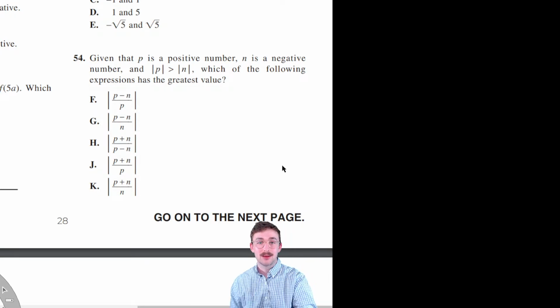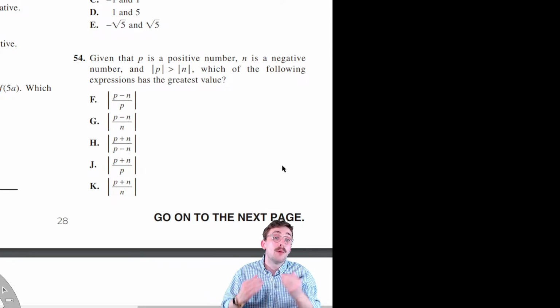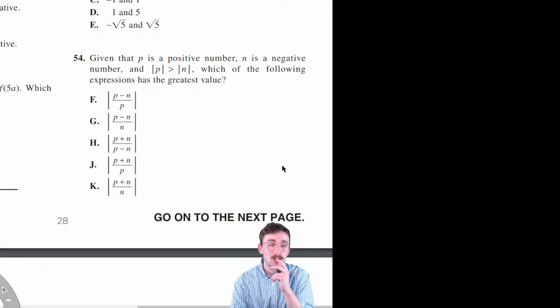Okay, so given that p is a positive number and n is a negative number, this is the big thing. That means that the magnitude of p, the actual value, regardless of sign, if we make both of them positive, the positive number is greater. So which has the greatest value? If we want the greatest value, we want to be dividing by n, because it's a smaller number.